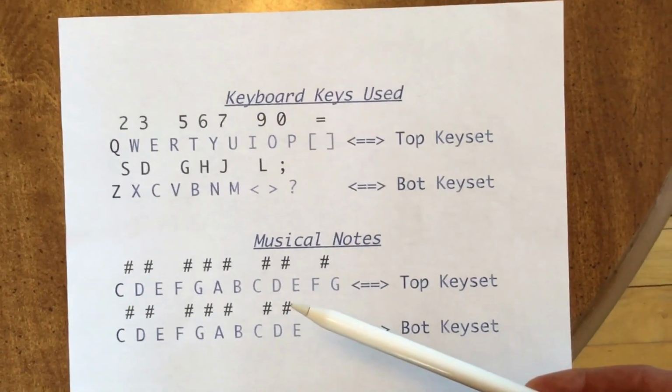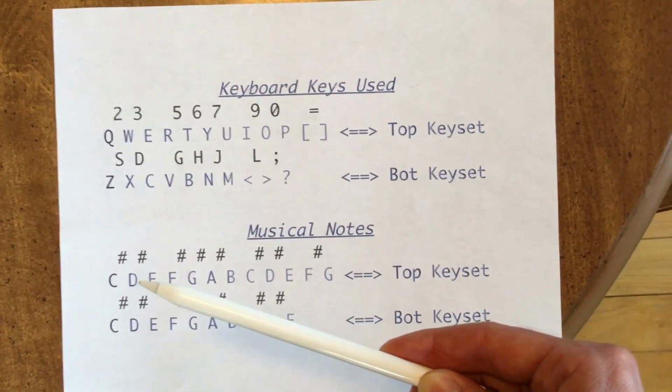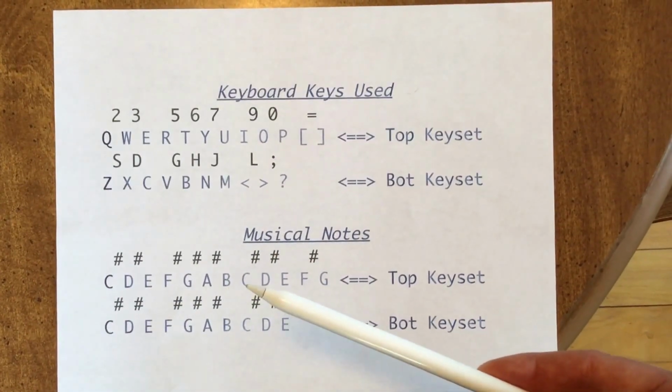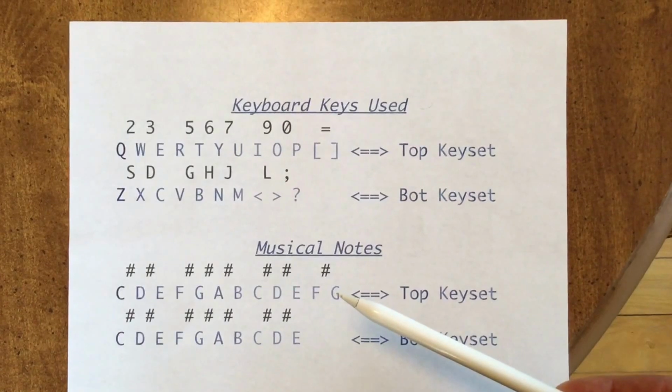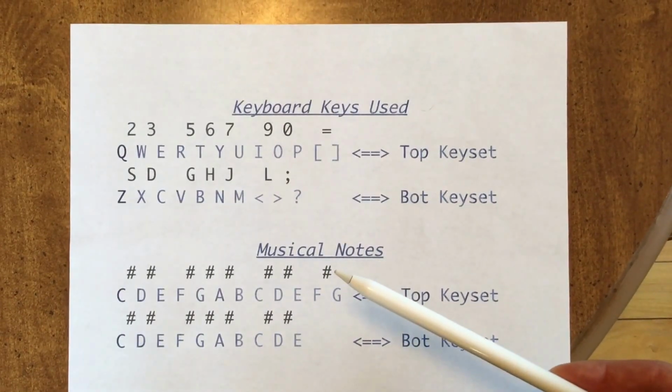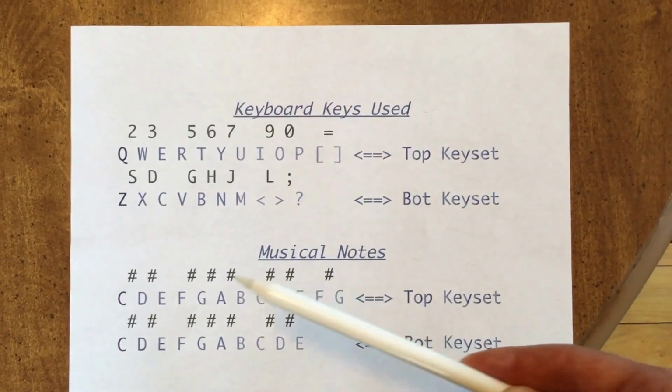Top key set is laid out in much the same way. Starts out with a C, moving up another octave to a C, that's in the Q row, topping out at a G above that, and above that with the number row are the associated sharp notes.